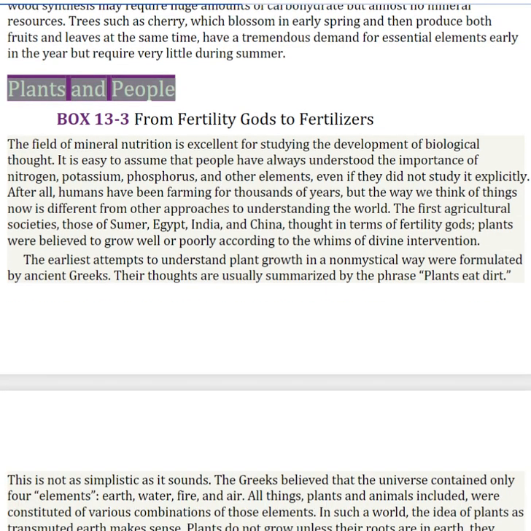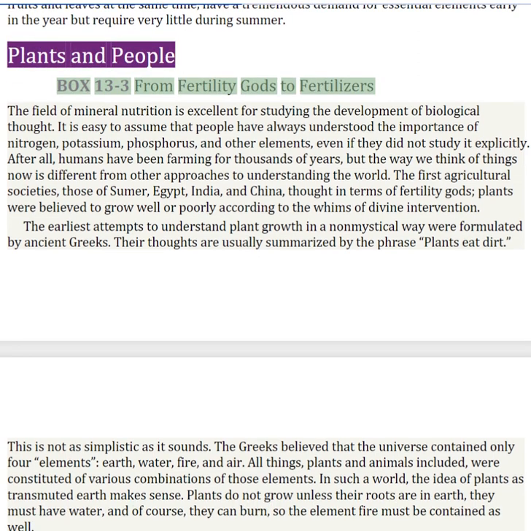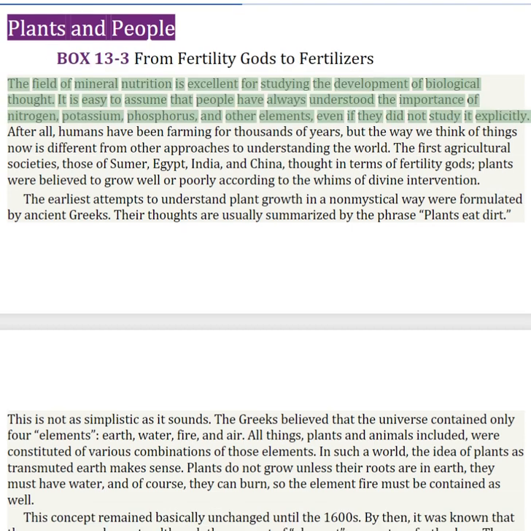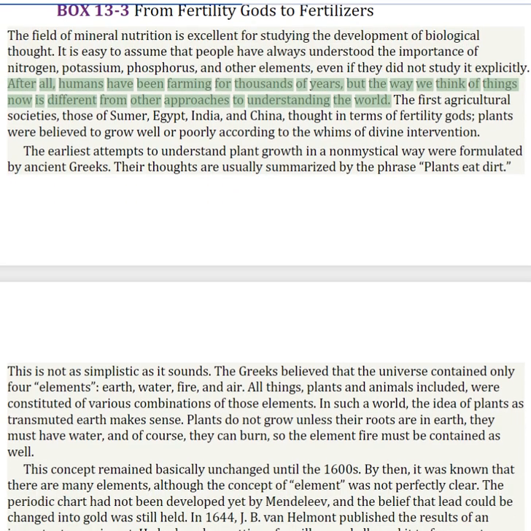Plants and people. Box 13-3: From Fertility Gods to Fertilizers. The field of mineral nutrition is excellent for studying the development of biological thought. It is easy to assume that people have always understood the importance of nitrogen, potassium, phosphorus, and other elements, even if they did not study it explicitly. After all, humans have been farming for thousands of years, but the way we think of things now is different from other approaches to understanding the world.